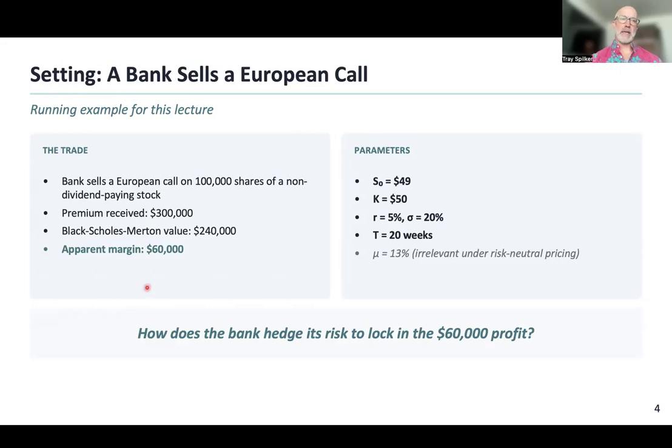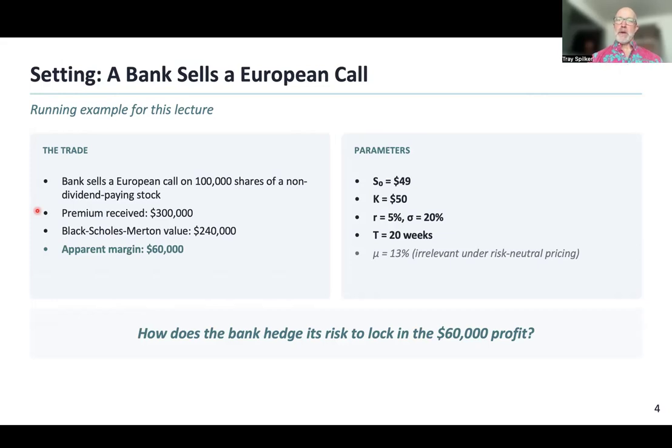And so what is this setup here? We're going to set up this example as a bank selling a European call option. Specifically, we've got a bank that sold a thousand call options, which gives them a written exposure on 100,000 underlying shares. We're going to keep it simple. It's going to be a non-dividend paying stock. So we sell this option and the bank receives a premium of $300,000.